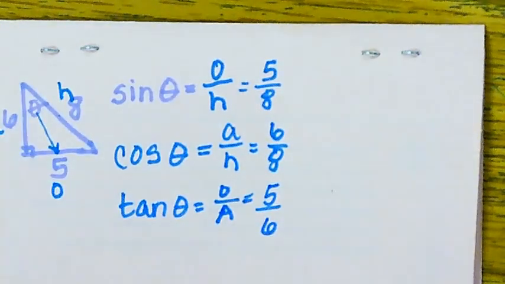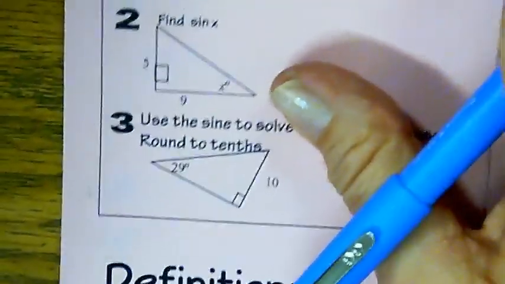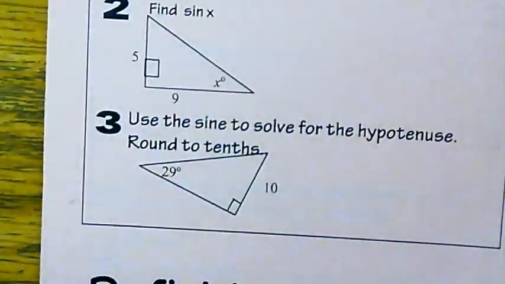Okay, let's flip back into the book. And let's look. This one, we're going to kind of jump around with our examples here because it doesn't go quite in the order of how we're going to learn things. So look at example 2. And it says, find the sine of x.